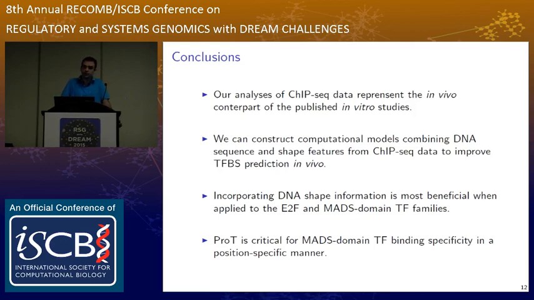And we've showed that we can construct directly from in vivo data, from ChIP-seq experiment, a model combining both DNA sequence and shape information to improve the prediction of transcription factor binding sites in these in vivo data. And when we look at TF families, we see that the incorporation of DNA shape information is most beneficial when you look at specific TF families. From our data set, we see the enrichment for E2F and MATS domain TF families.